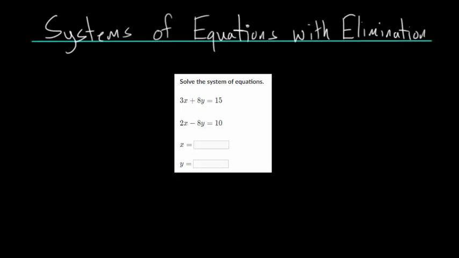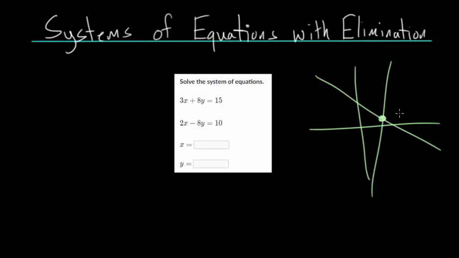In this video, I'd like to talk about solving systems of equations with the elimination method. So remember, when we're solving a system, we have two different equations and we're trying to figure out what the intersection of these two equations is. Or graphically speaking, we're looking for when do these two lines cross each other? What is this point?